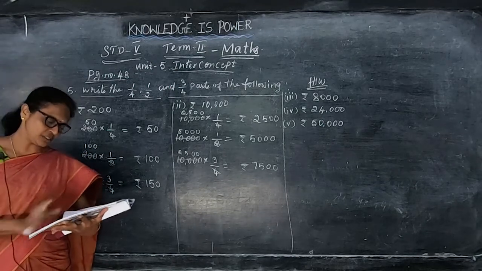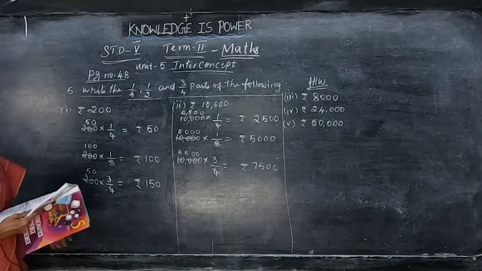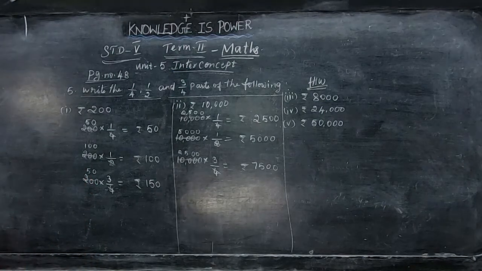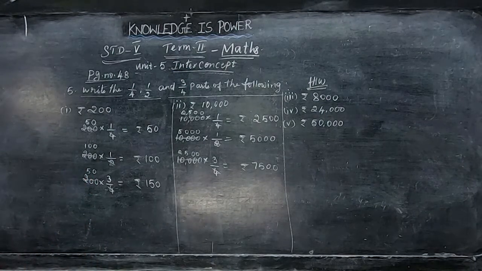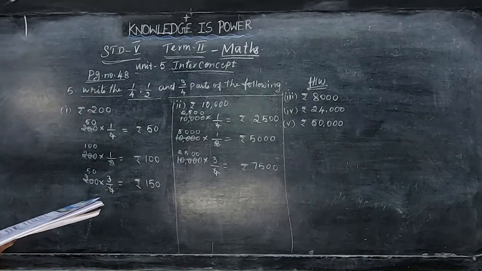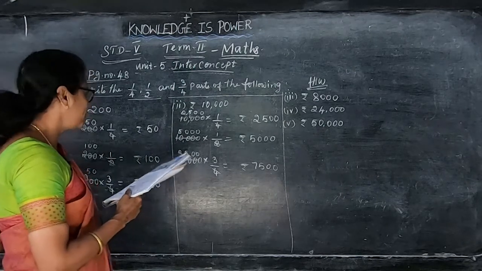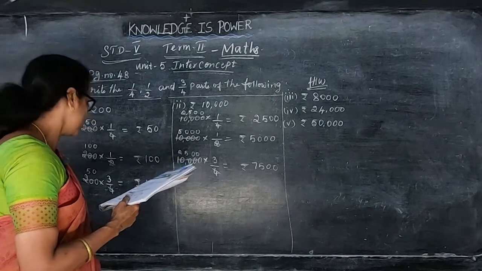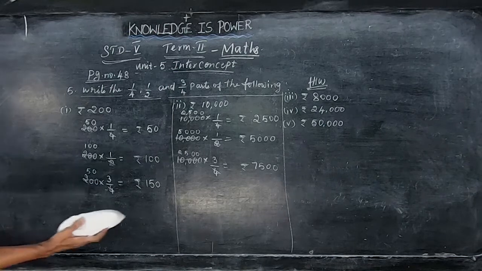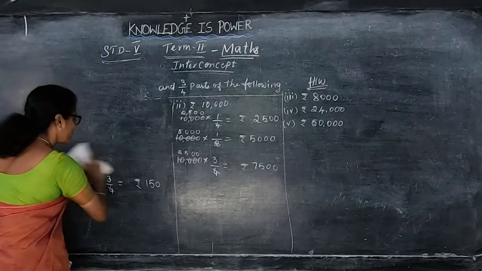And you take a book, children. If you are having the book only. So do the sums. You have to write 1 by 4 part, 1 by 2 part and 3 by 4 part. So all this, 3 sums is the homework I have given. And now we will move on to the next one.